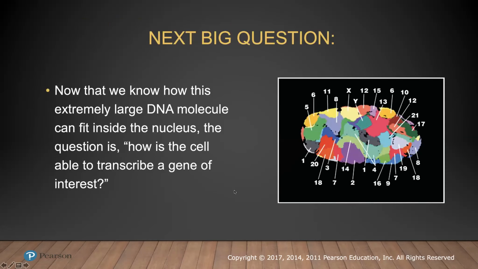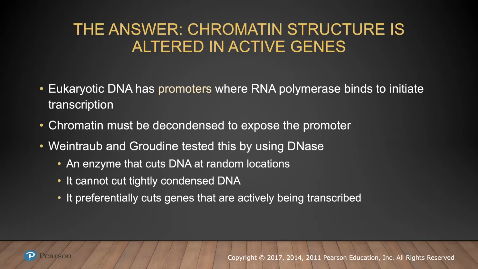All right, so now that we know how this extremely large DNA molecule can fit inside the nucleus, our next big question is, how is the cell then able to go in there and identify which gene it needs to transcribe? There has to be a very systematic way to do this. The answer lies in the chromatin structure, and we're going to alter that structure to activate certain genes.